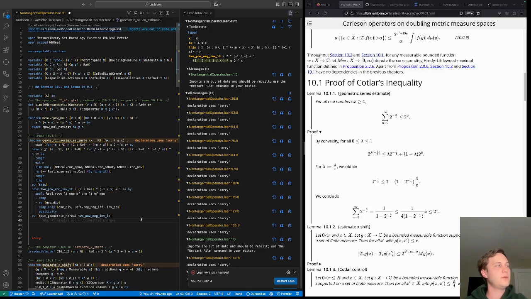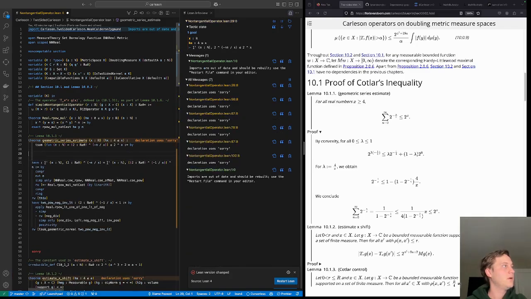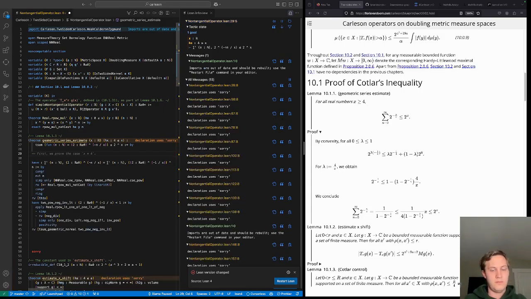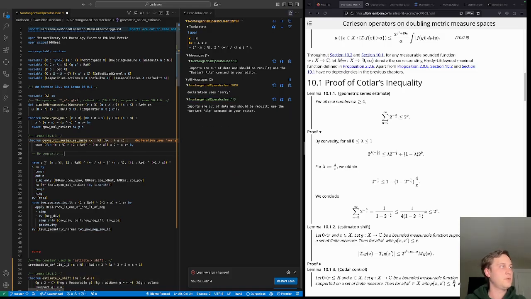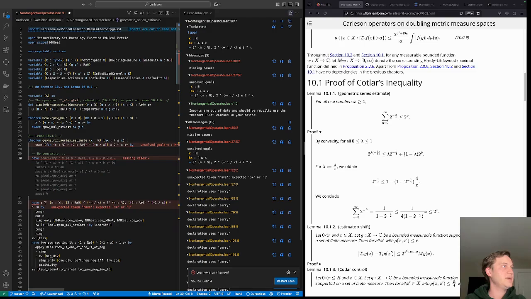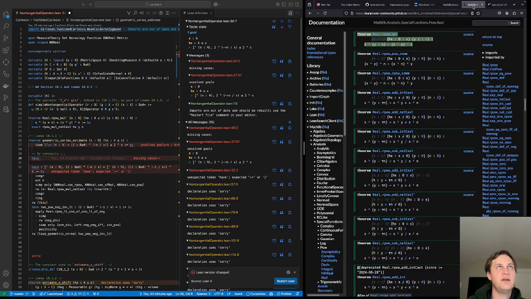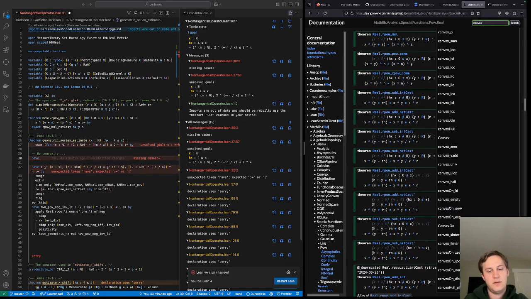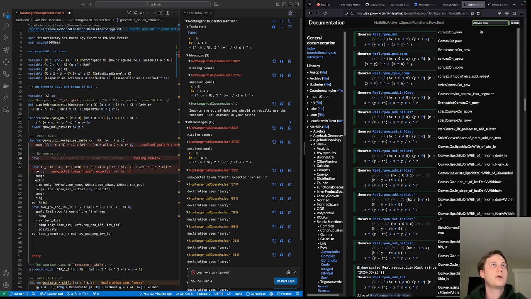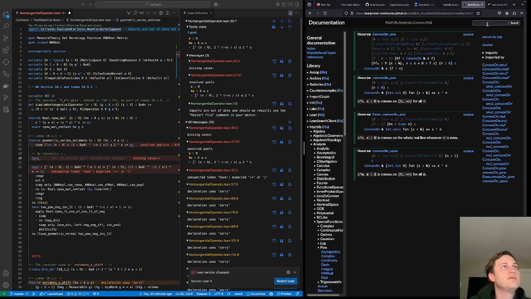And so sure, let's proceed with this. By convexity, we have that, yeah, so like convexity. We actually have some kind of convexity. Convex PAL. Convex on PAL. In fact, it would be nice to just say convex.